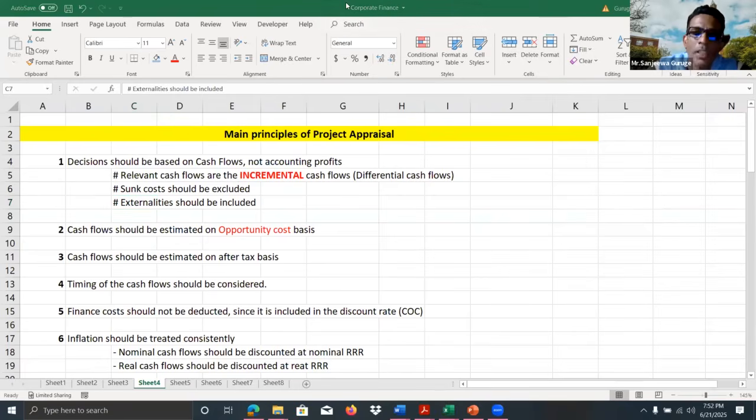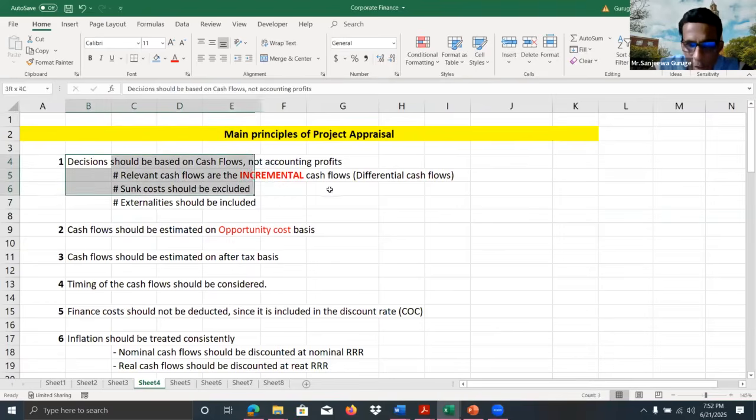There will be positive externalities or negative externalities if the new product is a substitute for some of the existing products. There will be negative externalities. That's correct. Because if it is a substitute, due to the introduction of the new product, the demand for some of the existing product will decrease. But if the new product is a complementary good for some of the existing product, there will be positive externalities. So externalities should be considered.